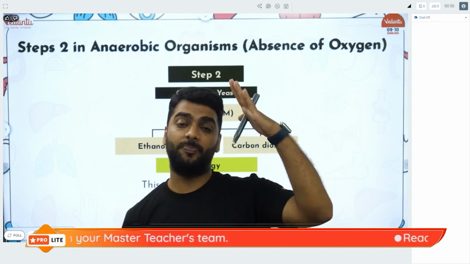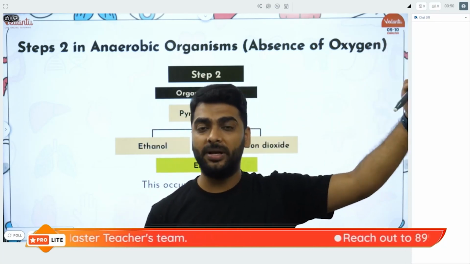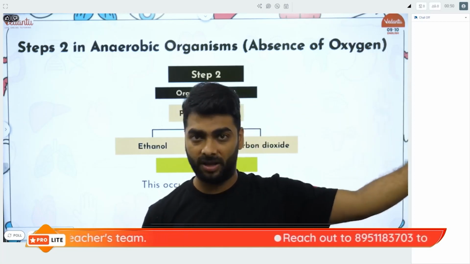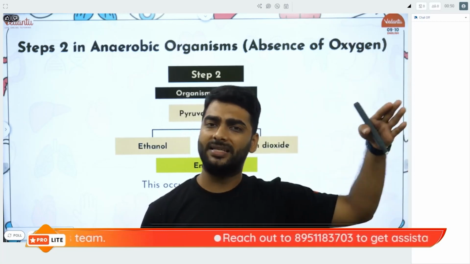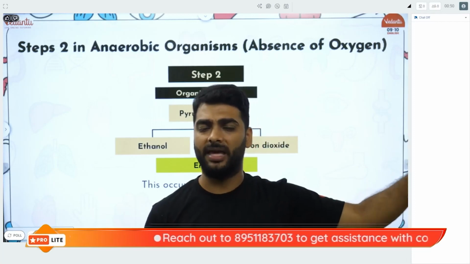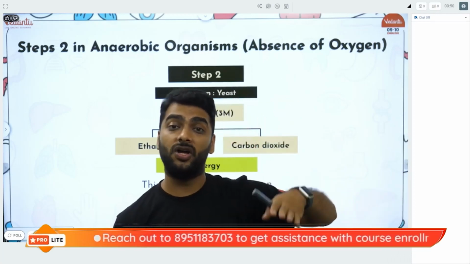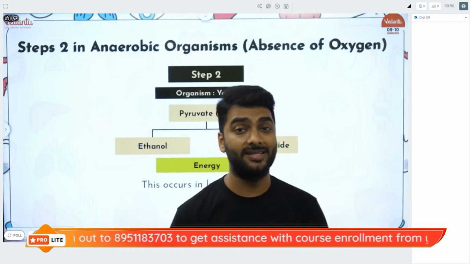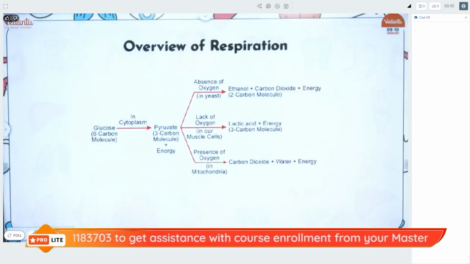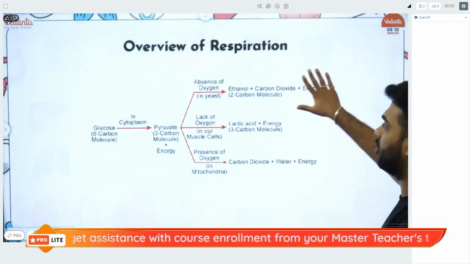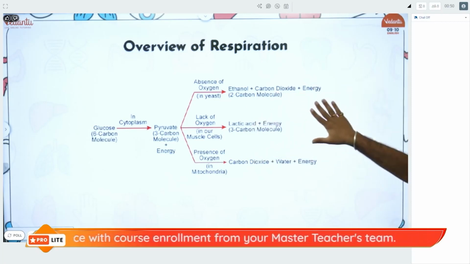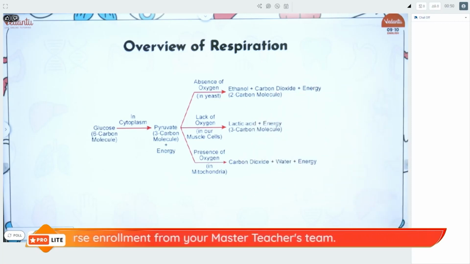But then if the pyruvate breaks down into carbon dioxide, water and energy, that is aerobic. If pyruvate breaks down into lactic acid and energy, that is semi-aerobic. And if pyruvate breaks down into alcohol, carbon dioxide and energy, then that is anaerobic. So my pyruvate can break down either into alcohol, carbon dioxide and energy, lactic acid and energy, or carbon dioxide, water and energy. Please make a print of this in your head.